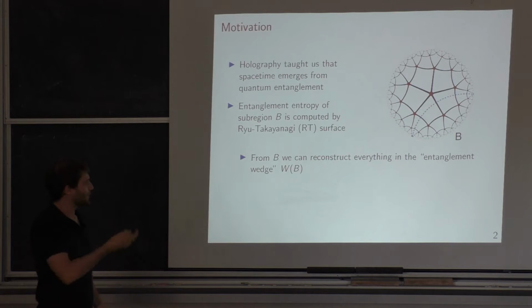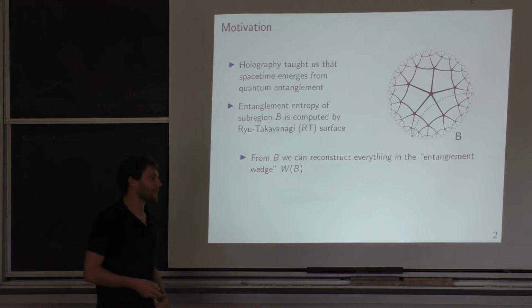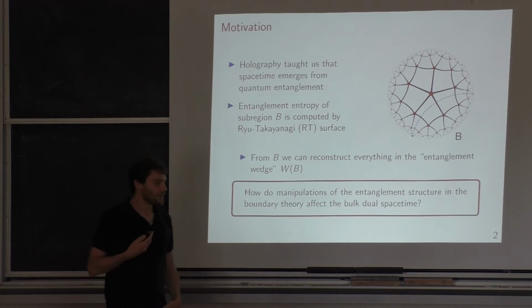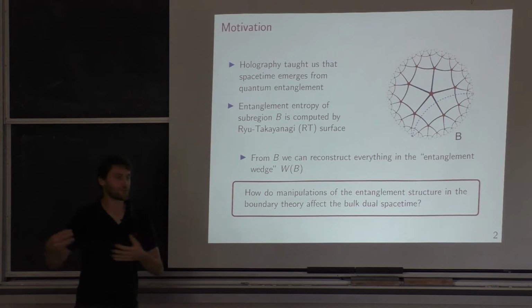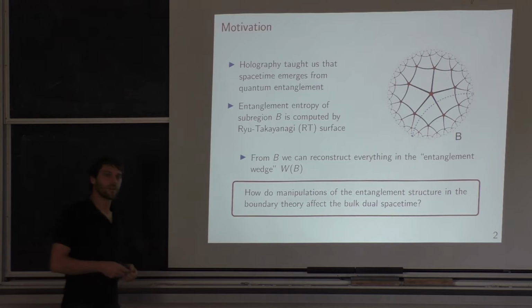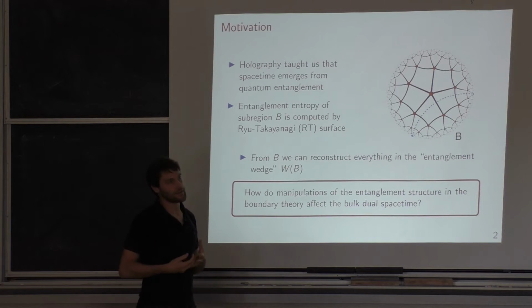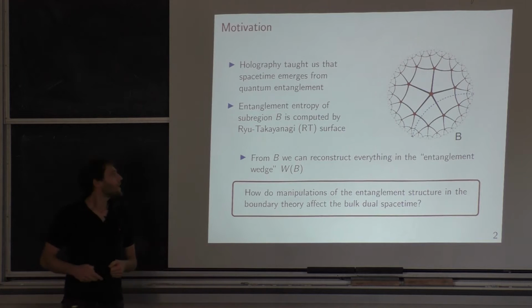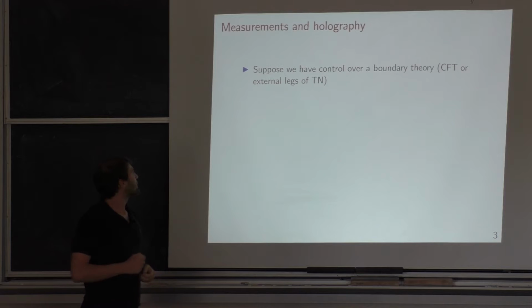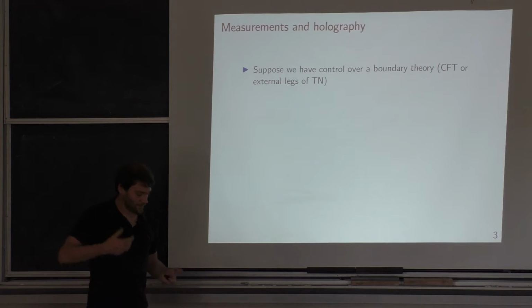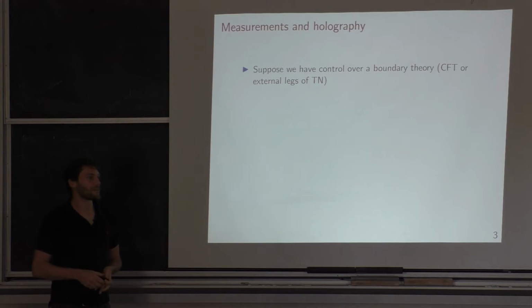And so one question one could ask, and this is the main question that we asked when we started working on this, is: suppose that you measure, or in general you manipulate, the entanglement structure of this boundary theory somehow, then how does that translate into some manipulation of the bulk theory? In order to ask this question, we know that one way to manipulate the entanglement structure of a theory is by performing some projective measurement on the theory.